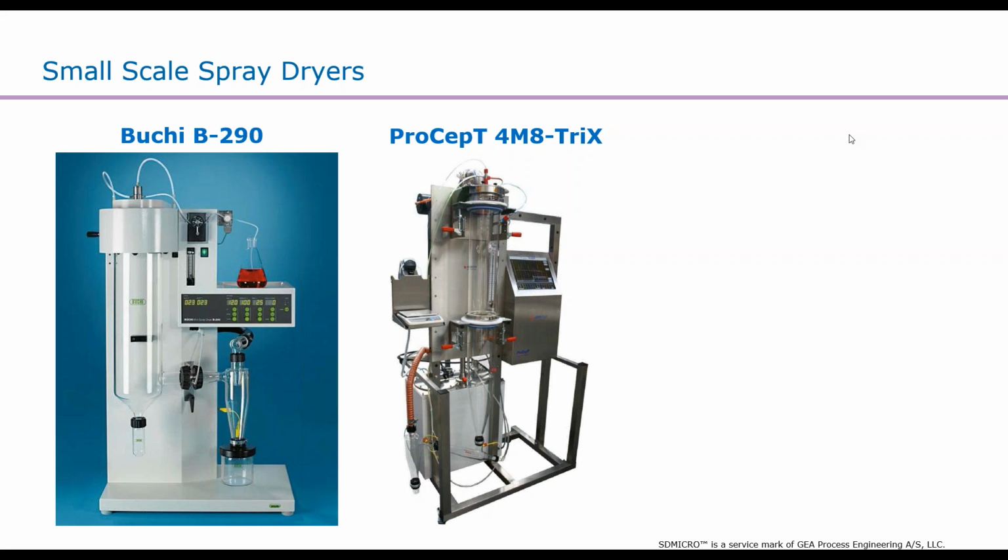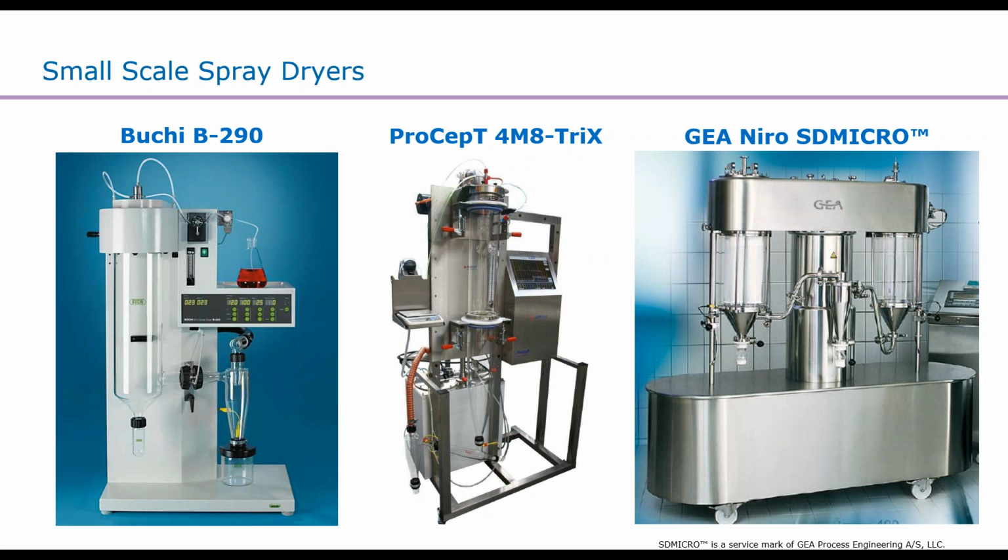These first two options are fine for lab work, but with all of the glass pieces and the inability to run for long periods of time, they sort of fall short for larger batches. The GEA SD Micro is a good option for those larger development batches or even small GMP batches, as it is able to run continuously as opposed to the other lab units, which must be paused to collect product. It does this with a manual butterfly valve underneath the cyclone.